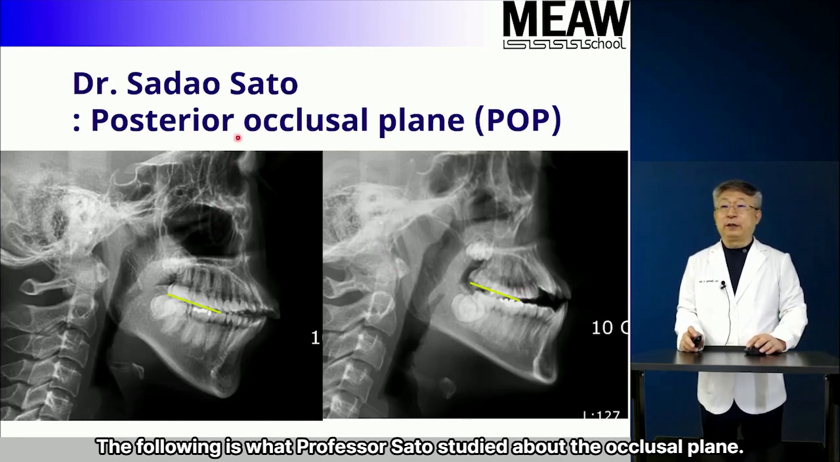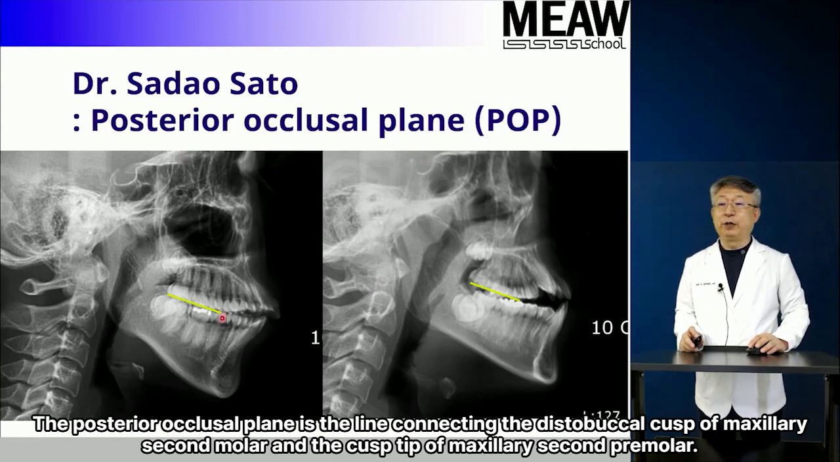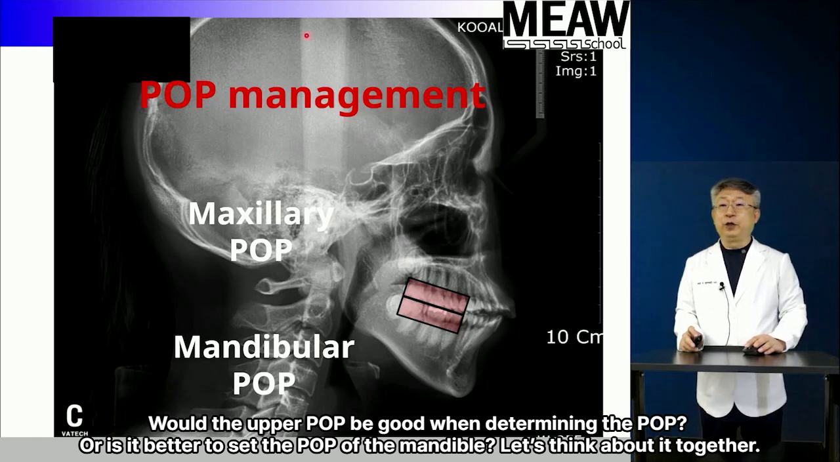The following is what Professor Sato studied about the occlusal plane. This is a study on the importance of the posterior occlusal plane. The posterior occlusal plane is the line connecting the distobuccal cusp of the maxillary second molar and the cusp tip of the maxillary second premolar. Would the upper POP be good when determining the POP? Or is it better to set the POP of the mandible? Let's think about it together.